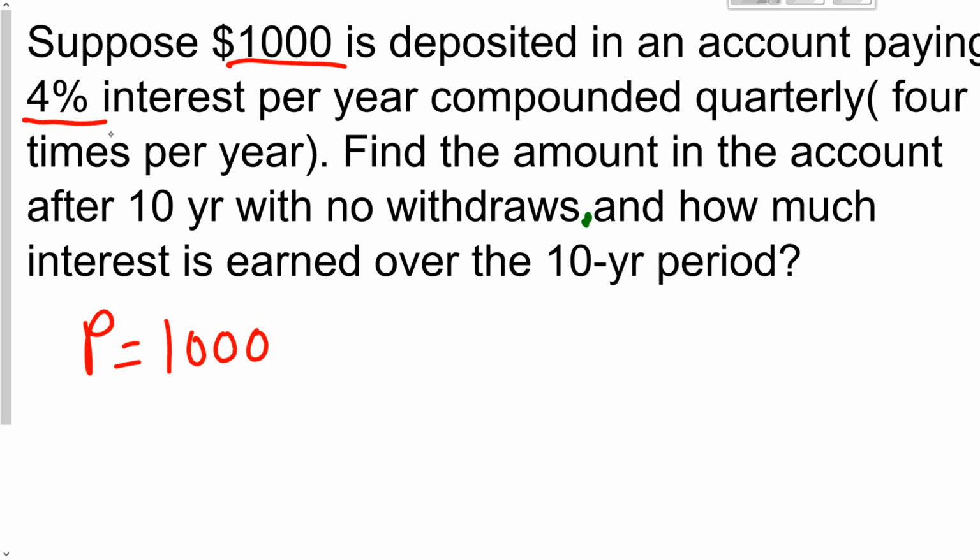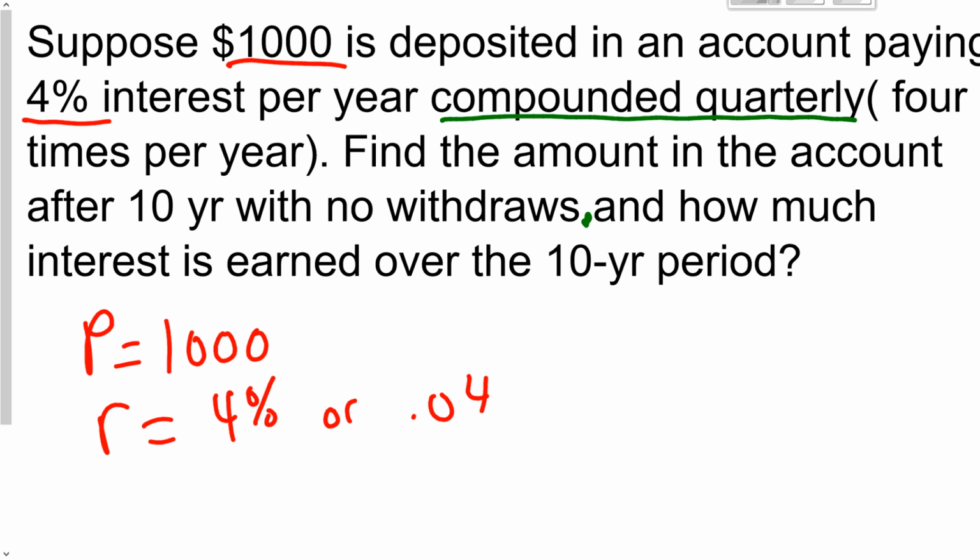Amount paying 4% interest. So what's this 4% interest? Well, that's our rate. 4% interest, or 0.04. All right, so we're going to use that 0.04. It's compounded quarterly, so those key words here, compounded quarterly. Since it's not continuously, that means we're going to use this one. A equals P times quantity 1 plus R over N raised to NT.